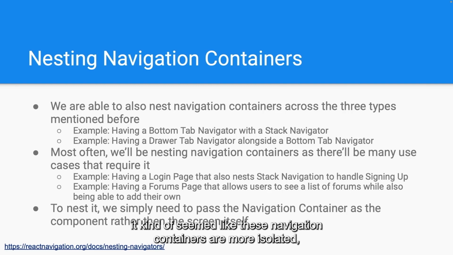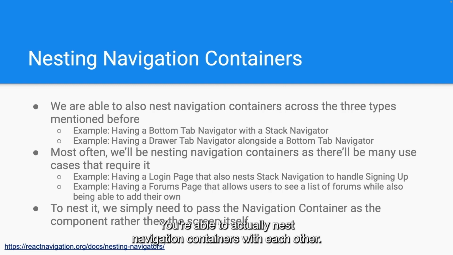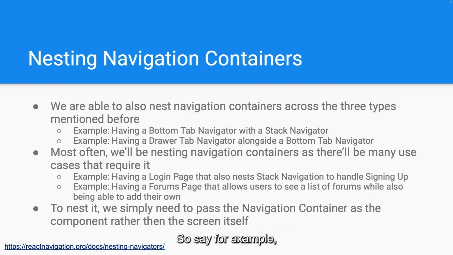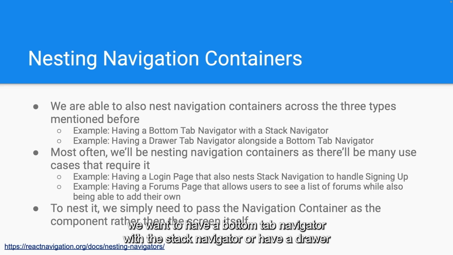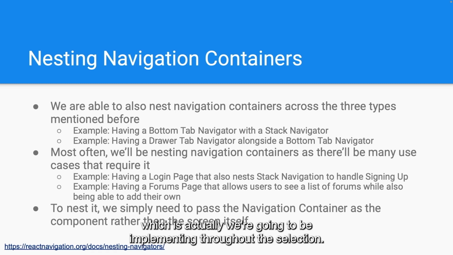Now, throughout these lectures, it kind of seemed like these navigation containers are more isolated, that they only work by themselves. But that's actually the opposite. You're able to actually nest navigation containers with each other. So say, for example, we want to have a bottom tab navigator with the stack navigator, or have a drawer navigator along with the bottom tab navigator. We can also have a drawer navigator alongside a stack navigator, which is actually what we're going to be implementing throughout this lecture.